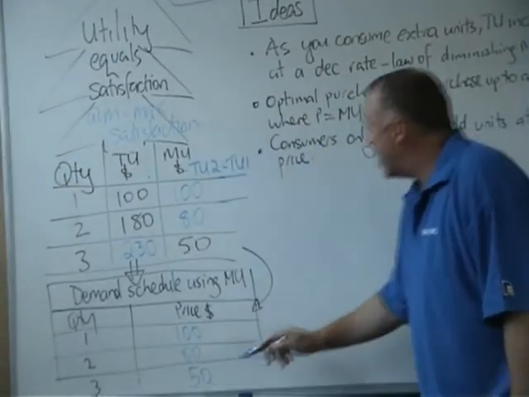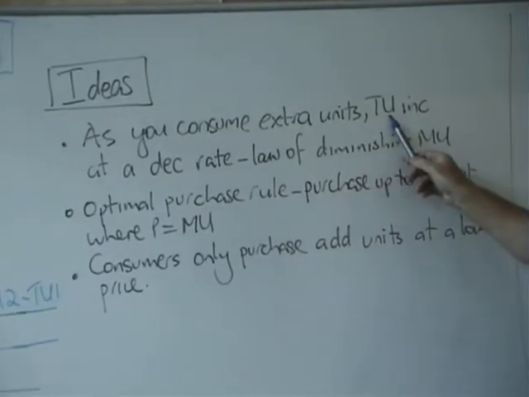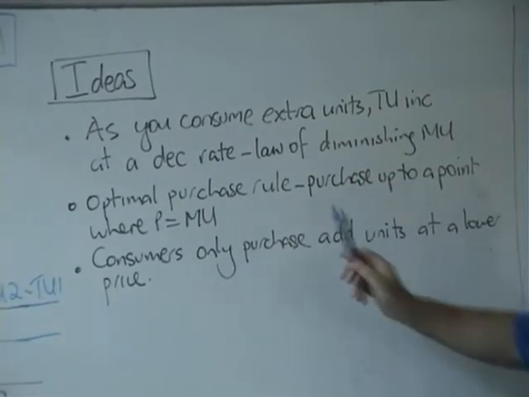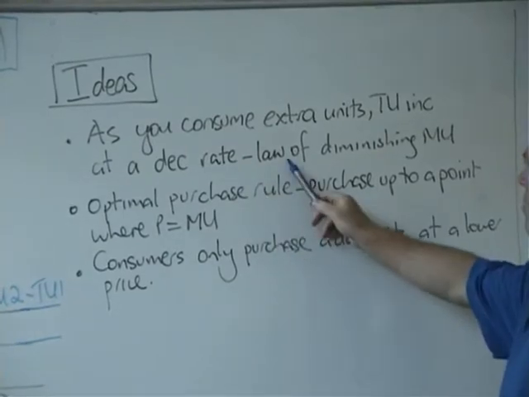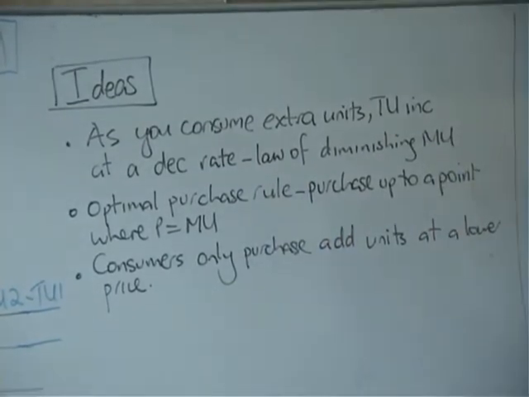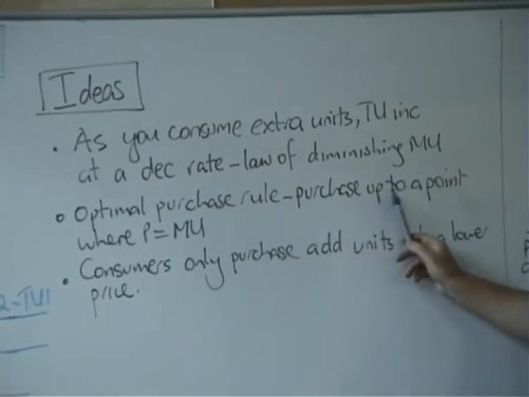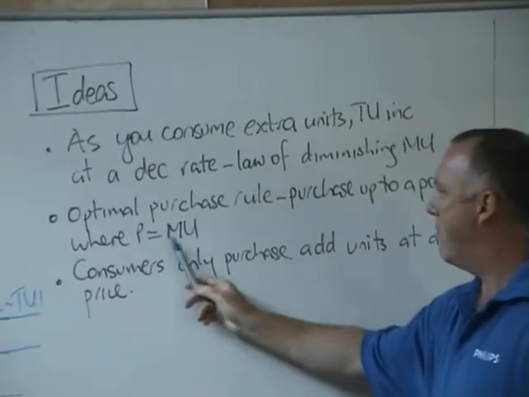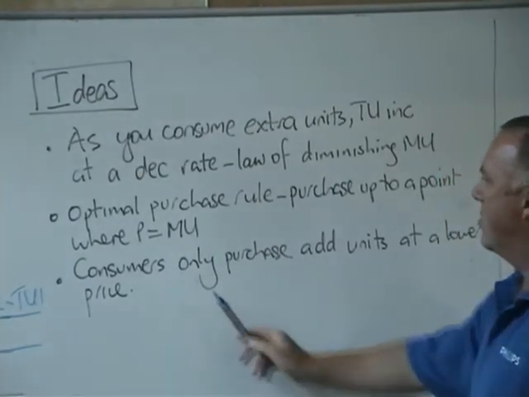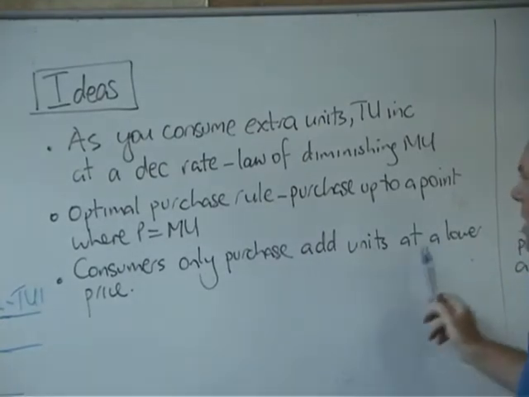So the ideas that we cover are, as you consume extra units, your total utility will increase, but at a decreasing rate. We call that the law of diminishing marginal utility. And the optimum purchase rule is that consumers will purchase up to a point where the price equals MU. And rational consumers will only purchase additional units at a lower price.